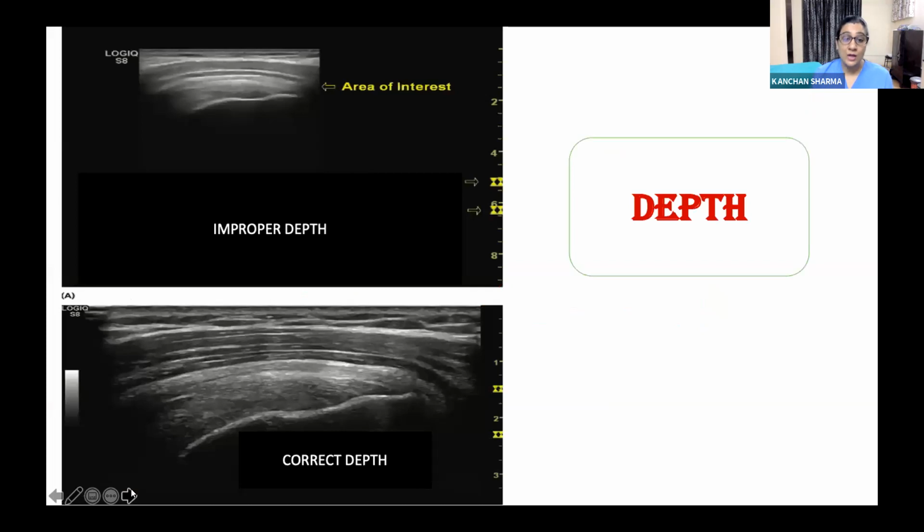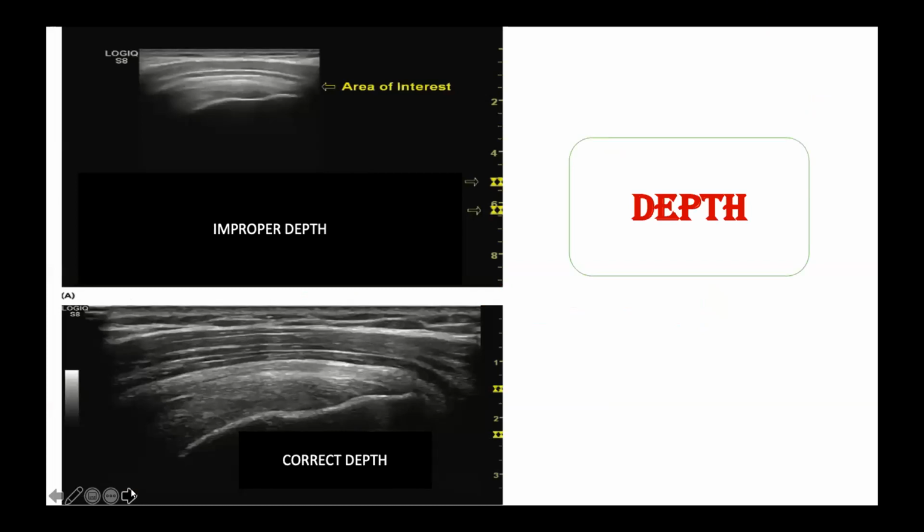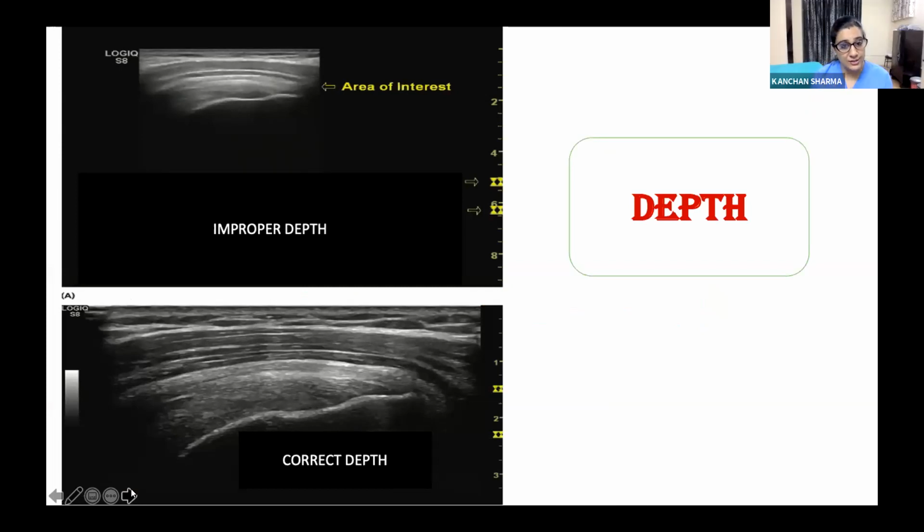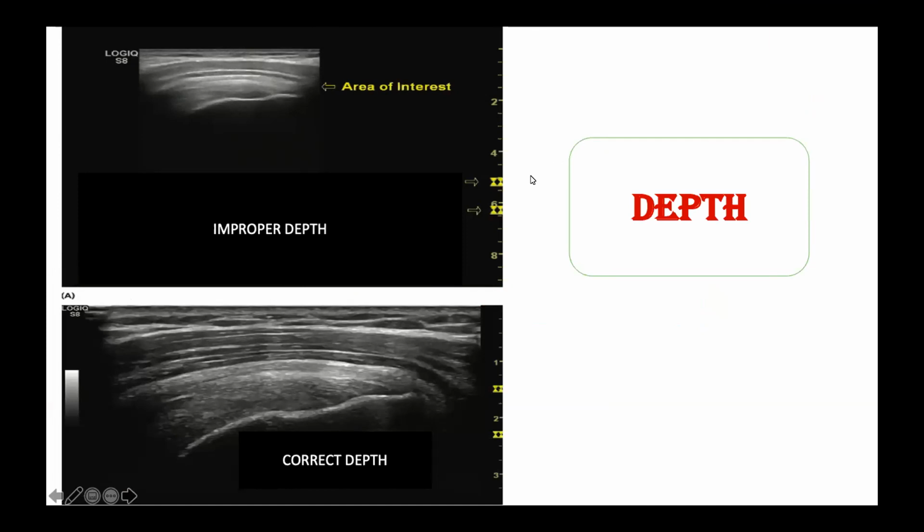Fine. So now we have switched on the machine, we have selected the transducer, and we have learned how we are supposed to hold the transducer. Everything we have learned about it. The next thing we should do is select the depth.